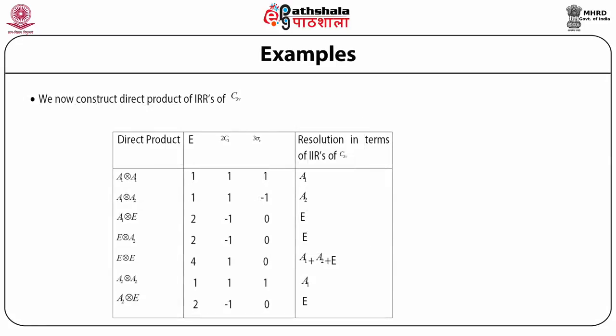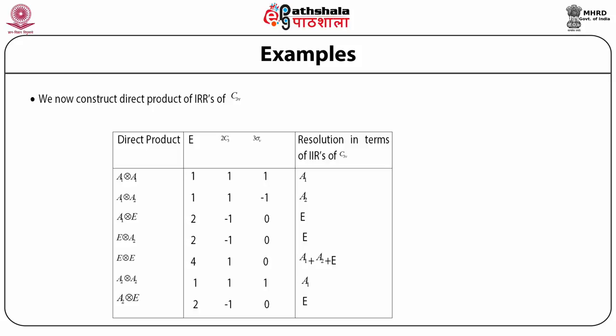We now construct the direct product of the irreducible representations. For example, A1 cross A1 is given in the table as shown, and when we resolve it in terms of the irreducible representations of C3v, we find that A1 cross A1 is equal to A1, A1 cross A2 is equal to A2, A1 cross E is E, and likewise E cross A2 is E. E cross E is A1 plus A2 plus E, and A2 cross A2 is A1.